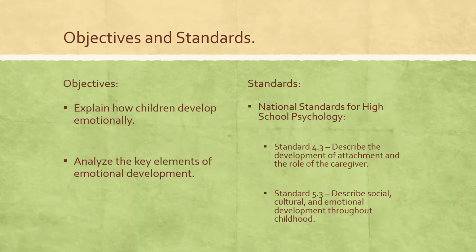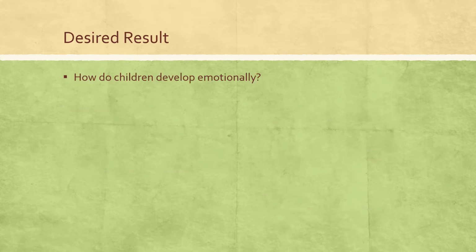And here are our objectives and standards: to explain how children develop emotionally and to analyze the key elements of emotional development. Take a moment there to look over the standards, please. And our desired result, which please be sure to include in your weekly summary: how do children develop emotionally?